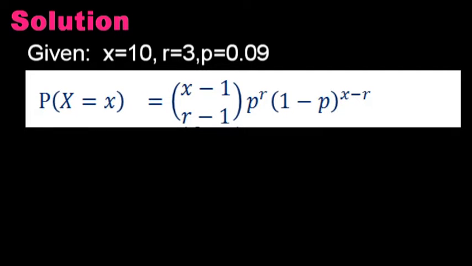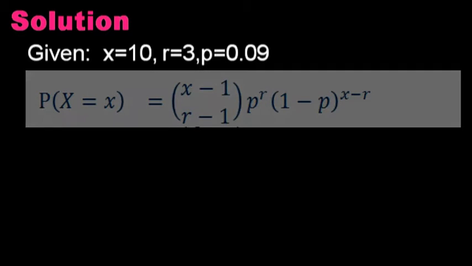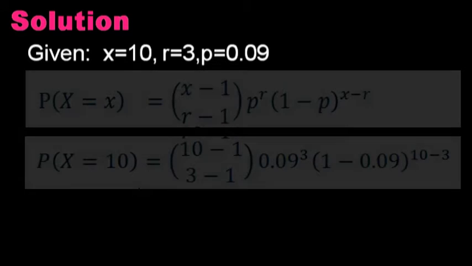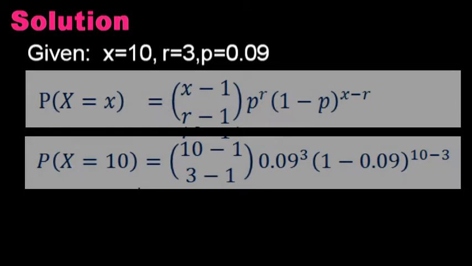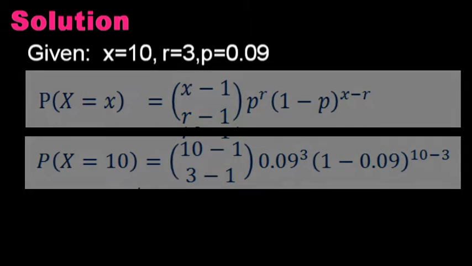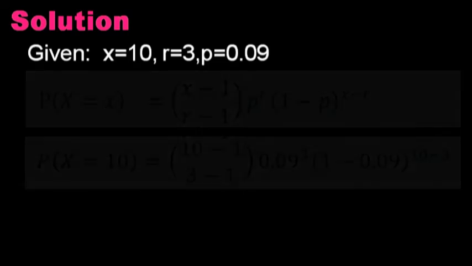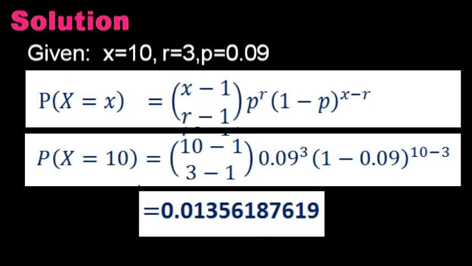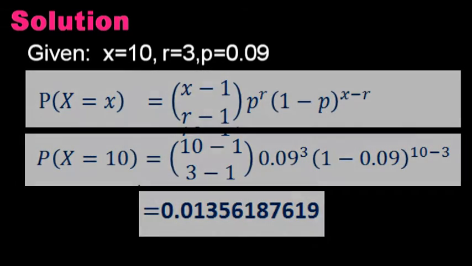So we will use the probability mass function derived earlier. By that equation, we will just simply substitute the values and then simplify it. And if we have calculators, we can just input it directly, and then the result would be 0.01356187619.